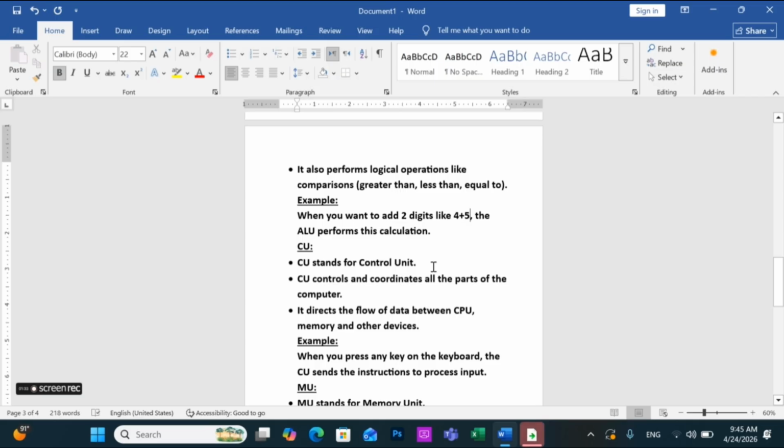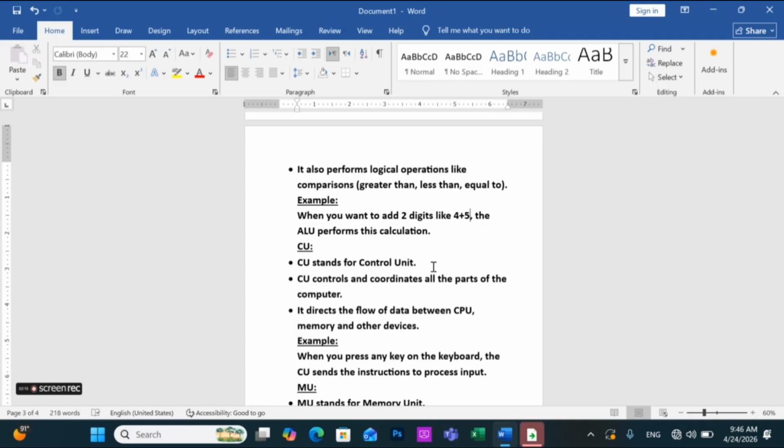Question 1 is performing calculation. Which part is used to perform the calculation? You have to write this in the comment section. The second one is which part of the computer is used for controlling devices. The third is storing data. Which part of the CPU is used to store data? The fourth one is which part of the computer is used for comparing numbers? The last one is which part of the computer is used to send instructions? You have to write the answers in the chat box or comment section.